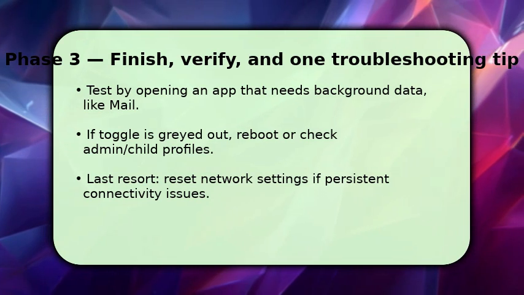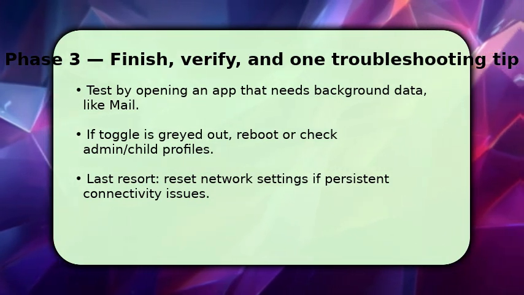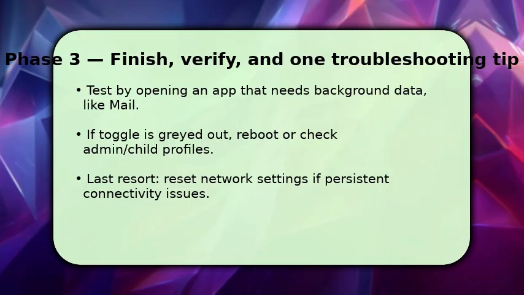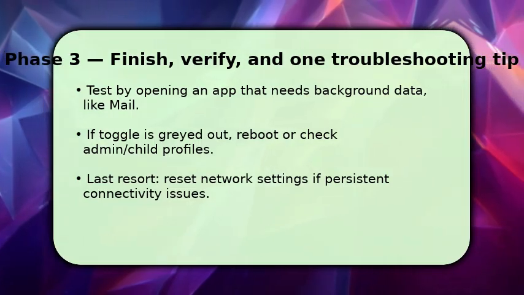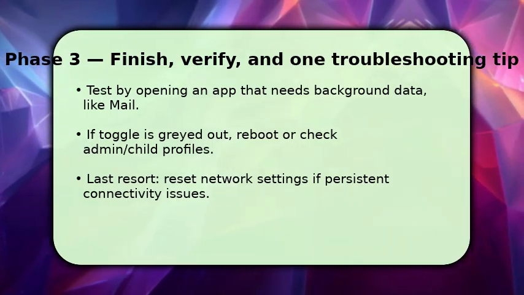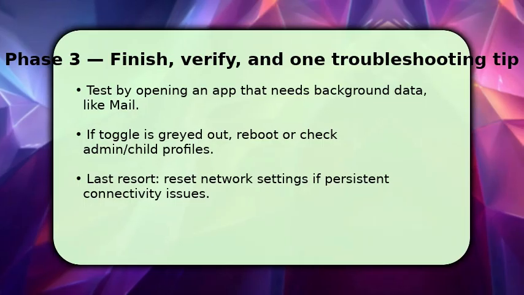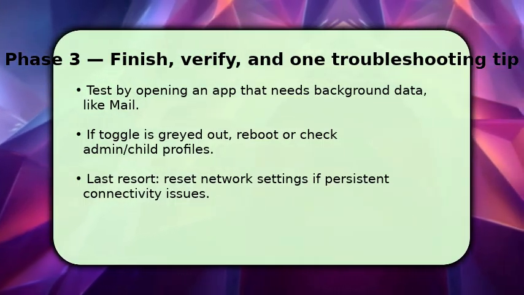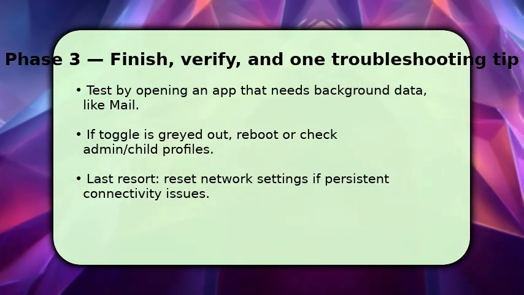If you still see limited updates, make sure Battery Saver is not active because it can restrict apps similarly. If the Data Saver switch is unavailable or grayed out, reboot the phone and check for device admin or parental controls blocking changes. As a final troubleshooting step, reset network settings. This clears potential configuration problems without deleting personal files.